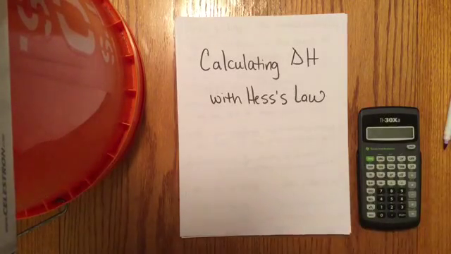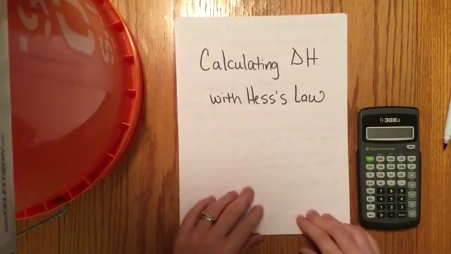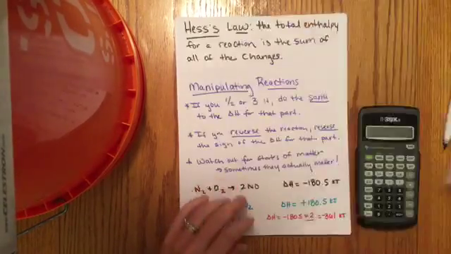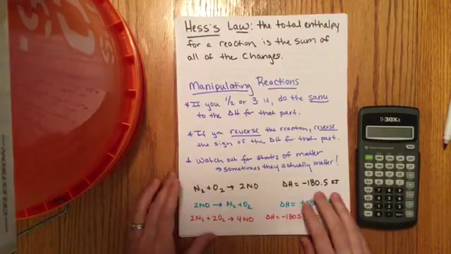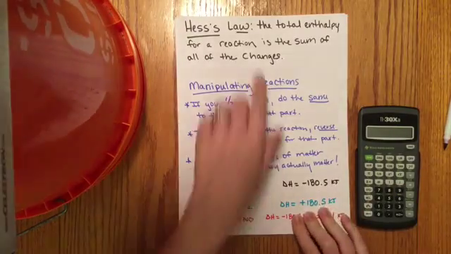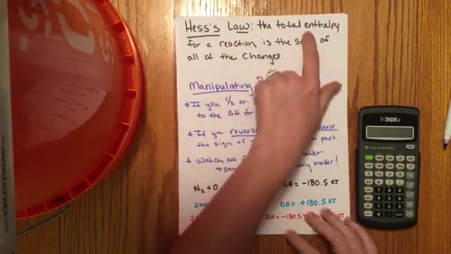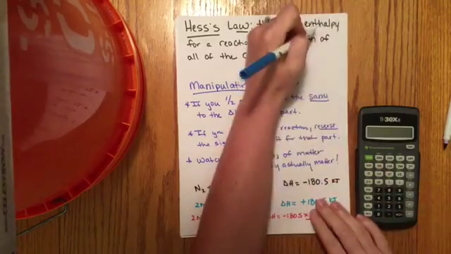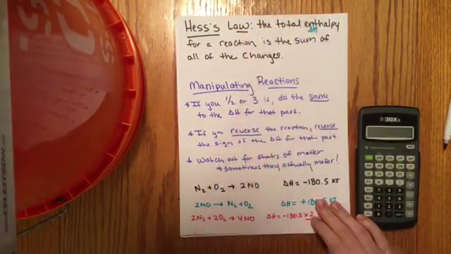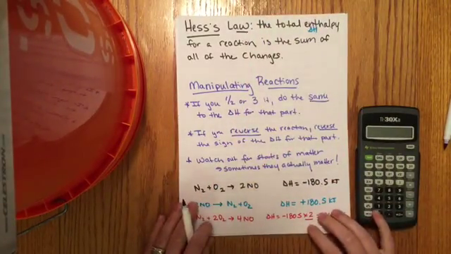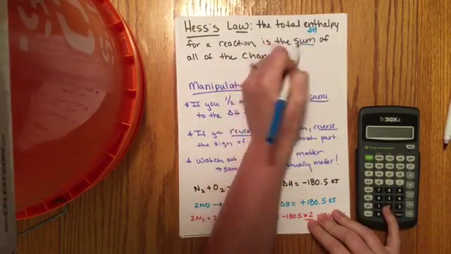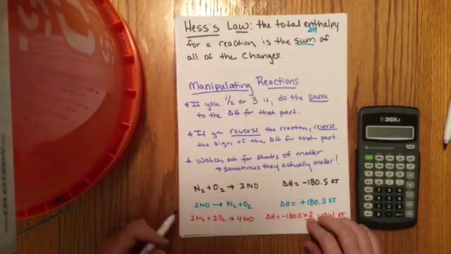Alright, this is our video on calculating delta H, or calculating enthalpy, using Hess's law. The first thing we're going to do is remind ourselves what Hess's law says. Hess's law tells us that the total enthalpy, and remember enthalpy is the heat of the reaction, or delta H, for a reaction is the sum, or the addition, of all of the changes within the reaction.